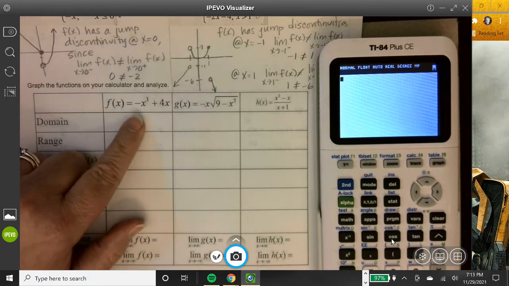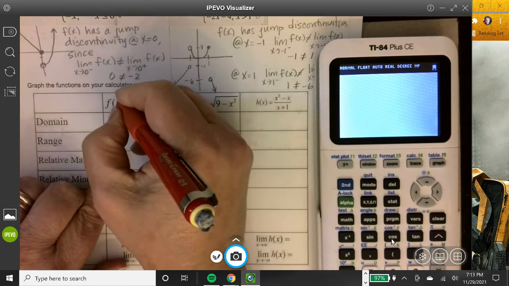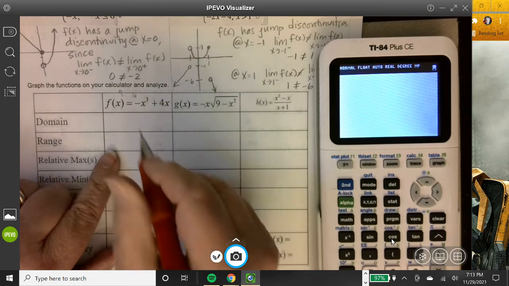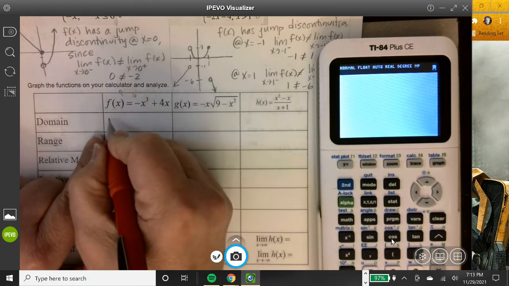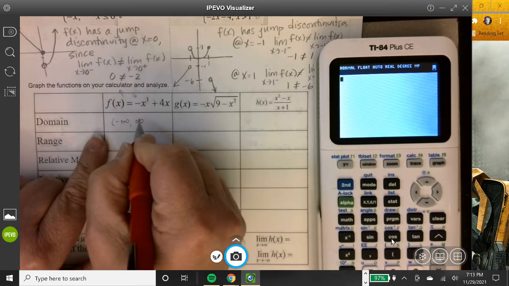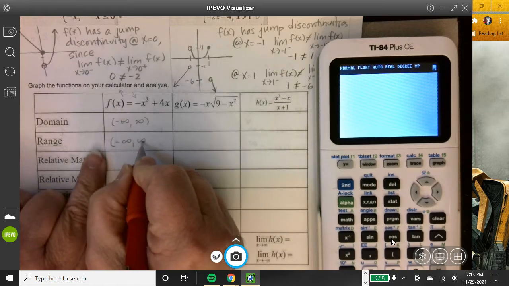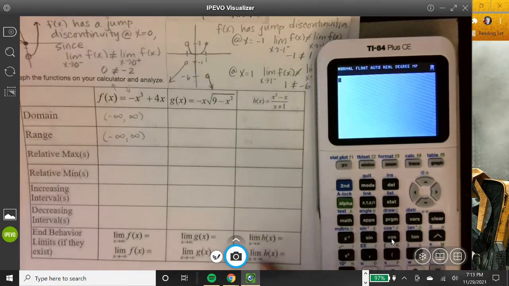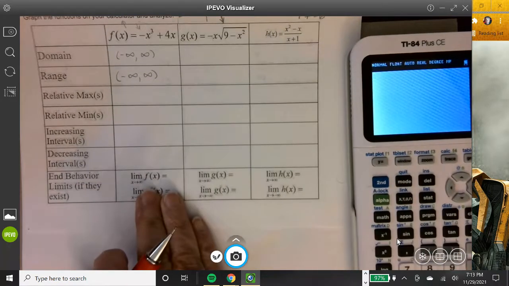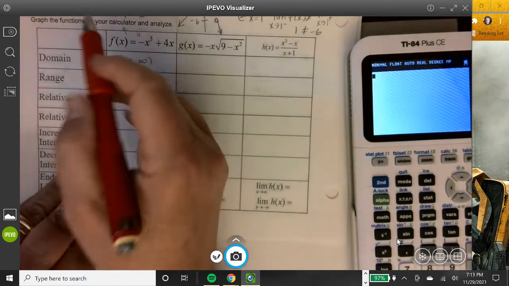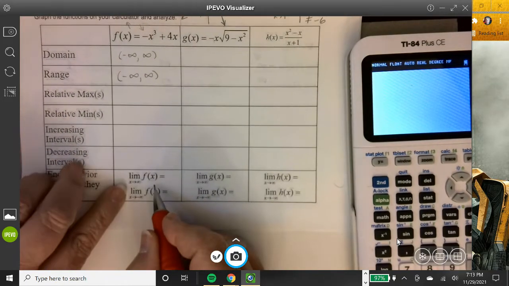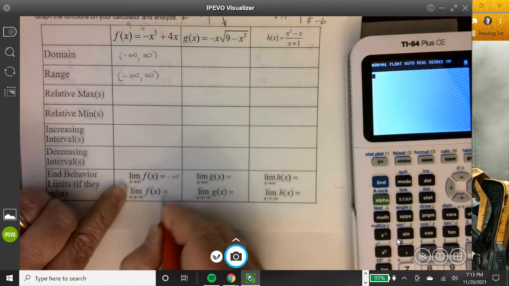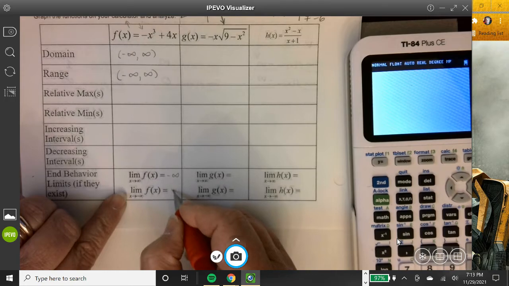So this is a cubic function that's negative. So its end behavior with a negative cubic is going to be like this, if you recall, right? So its domain for a cubic is going to be all real numbers. Its range is going to be all real numbers. And the maxes and mins we're going to have to look on the calculator for, and the increasing and decreasing intervals. But we can do the end behavior limits on this because we know what it's doing. As x goes to positive infinity, this one's going to negative infinity. And as x goes to negative infinity, it's going to positive infinity.